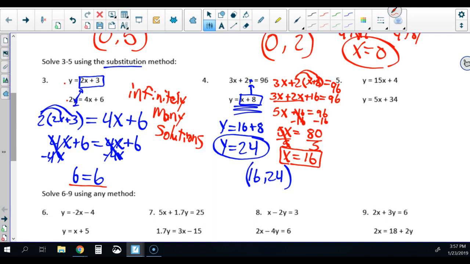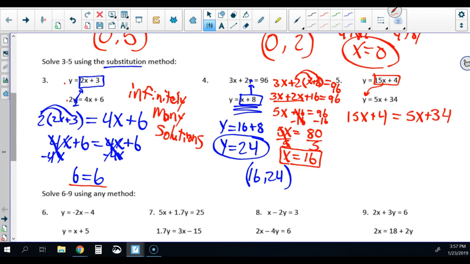Number 5, we got 2 equations that are both in y equals form. Well, same process as before. I can take this, which is y, and plug it into that y. So 15x plus 4 equals 5x plus 34.